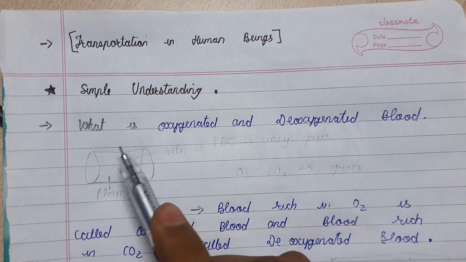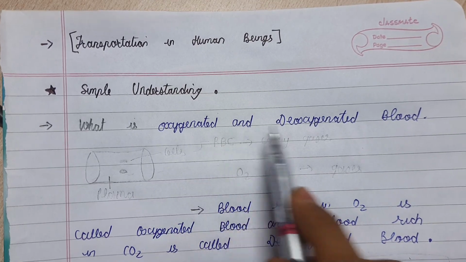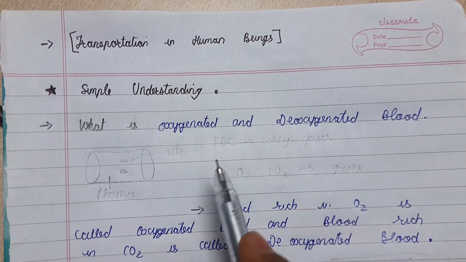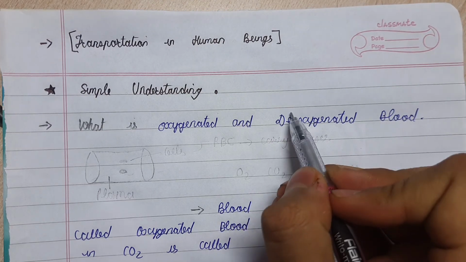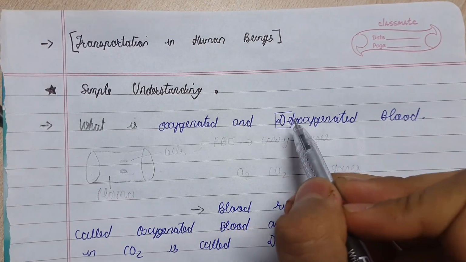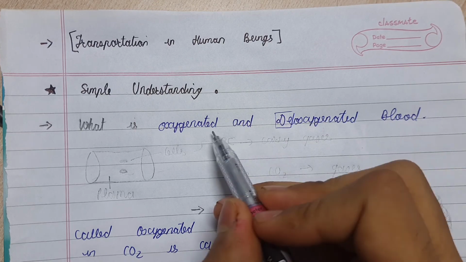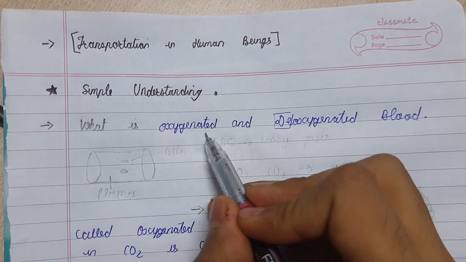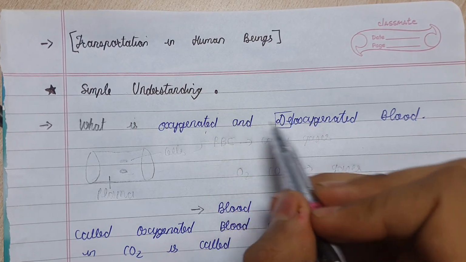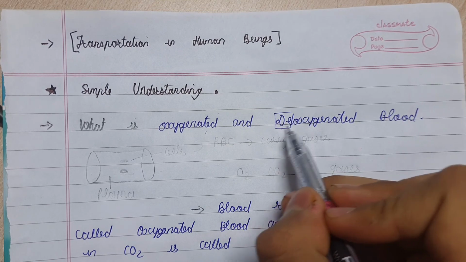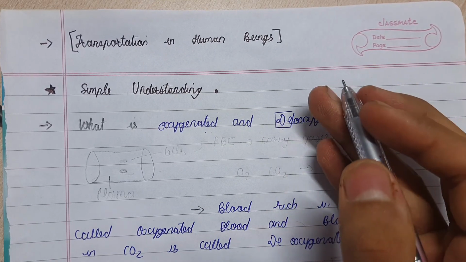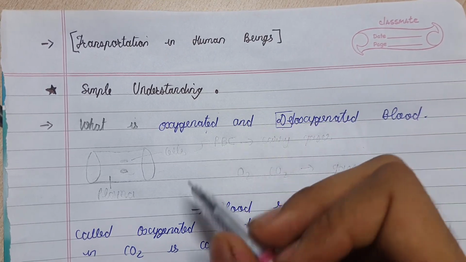So what is oxygenated and deoxygenated blood? Here there is a word called "de". De means deficiency. The oxygenated blood will have oxygen, and the deoxygenated blood will not have oxygen, meaning it will be deficient in oxygen.